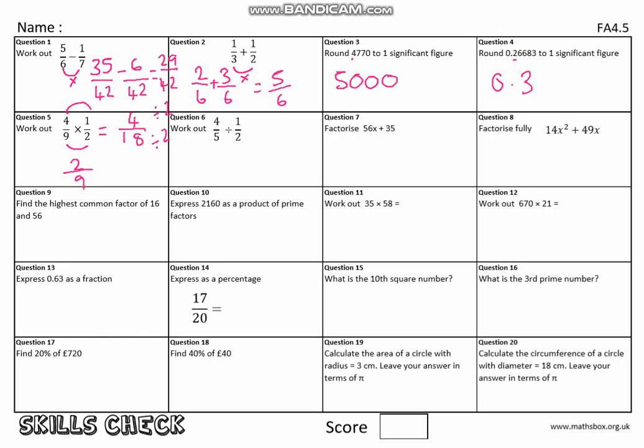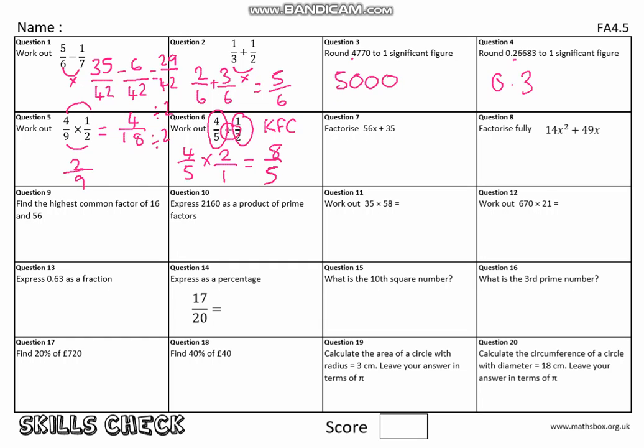So for this, we always use keep, flip, change, okay? So K, F, C. Okay, so we keep the first fraction the same, so 4 over 5. Then we flip the second fraction, so it would now become 2 over 1. And we change the sign in the middle to a times. And then I can just do what I did previously. So 4 times 2 is 8, 5 times 1 is 5.